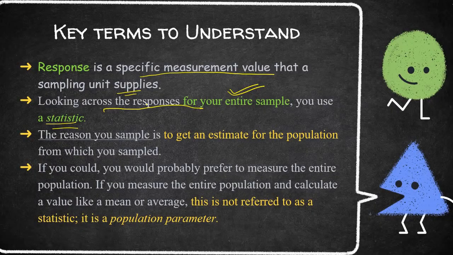The reason why you arrive at a statistic is to get an estimate for the population from which you have sampled. If it is possible for you to cover the entire population, then you are not estimating, you are actually measuring the average of the whole population, and so it is not referred to as a statistic, it is called a population parameter. Population parameters are largely unknown, and our whole exercise is to estimate this population parameter using the sample statistic.